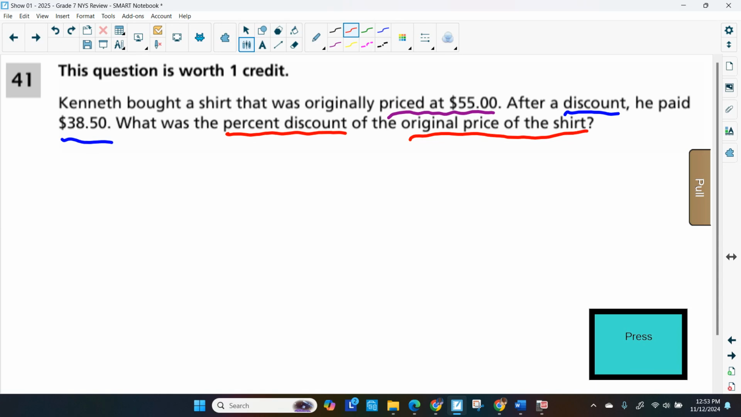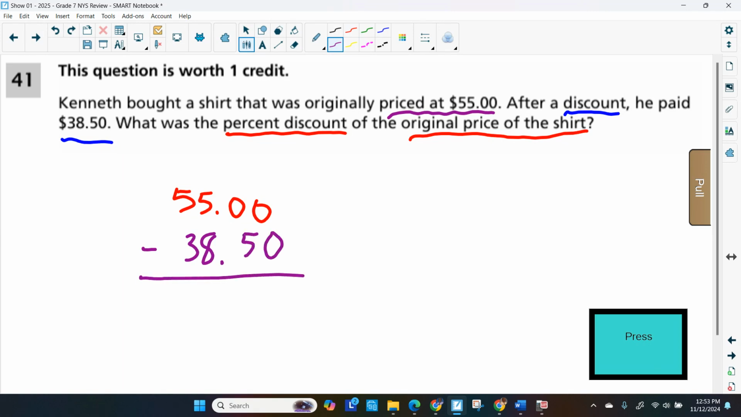All right, we got a lot of people doing shopping today. So there's a change in the price, $55, and it went down to $38.50. So I need to know how much did it change by. So all I have to do is just subtract these two numbers. So 4, 10, make that a 9. Oh, leave that as a 10.